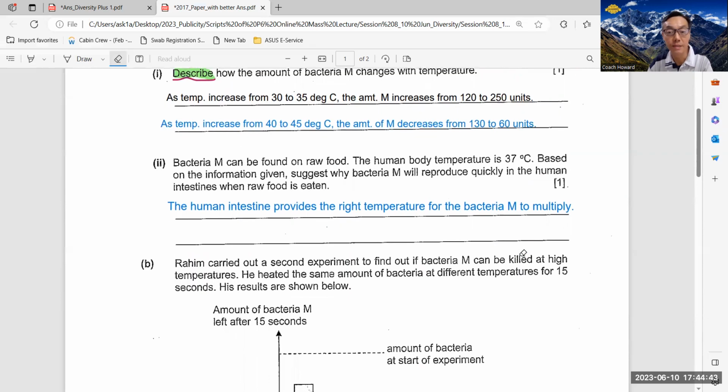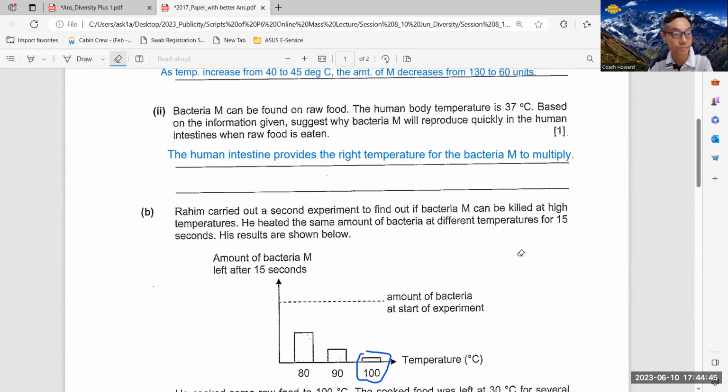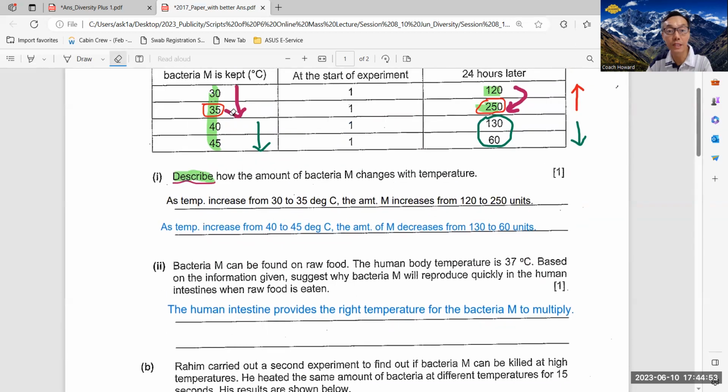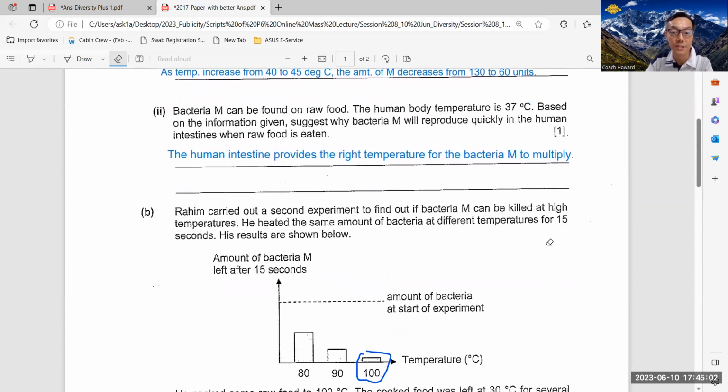Next, also application questions. You can also write that 37 degrees Celsius is close to 35 degrees Celsius, at which bacteria M reproduce the fastest. So that is a possible answer.